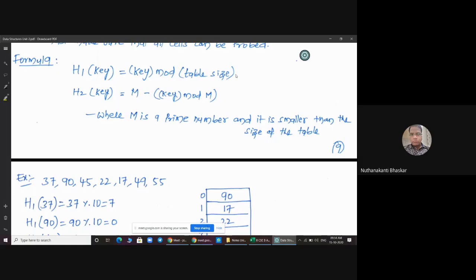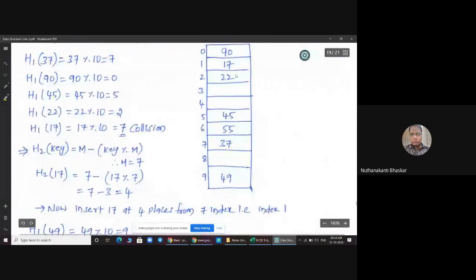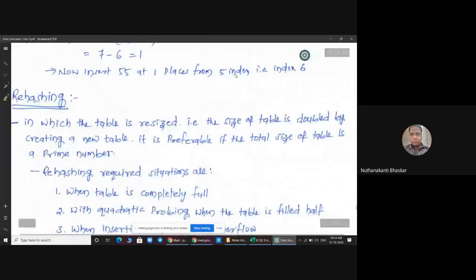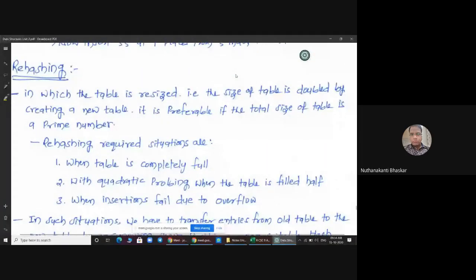Always we have to consider the highest prime value of that particular table size. Yeah, that is what we discussed in the last class. Correct? Done? Up to this? Yes, sir. Yeah.